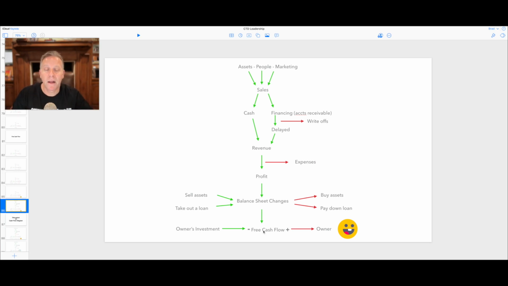And then at the end, there's some cash left over, we hope, for the owner to actually take home. Or they could, of course, reinvest in the business, but at least there's money left over, discretionary cash for the owner to do with whatever he or she pleases. And that's the whole idea behind understanding how cash flows through this entire thing.